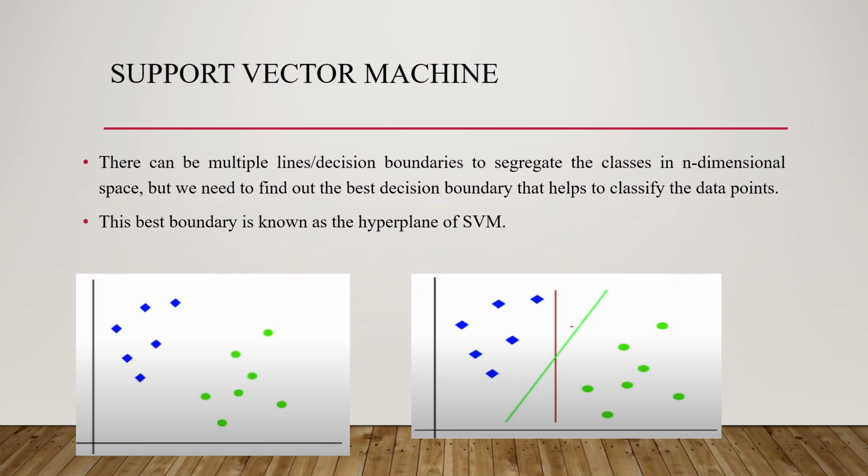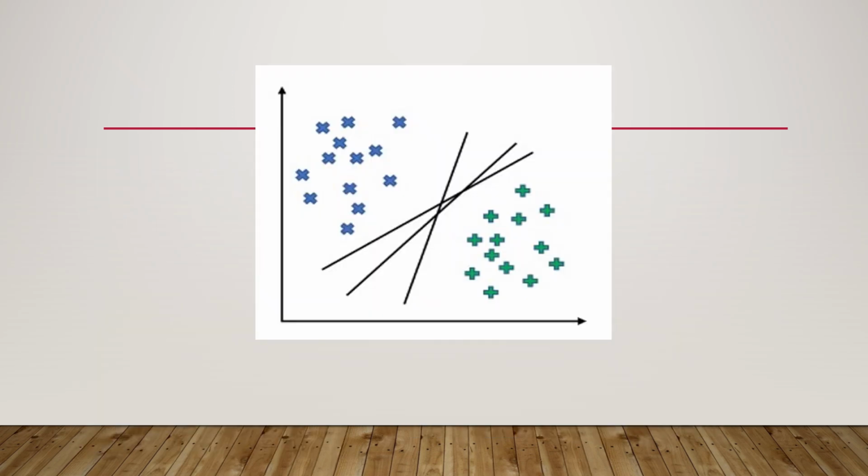How to choose the best line? Let us consider one more example where green and blue classifiers are there, and we have drawn three lines which differentiate these two classifiers with boundaries. Among these three we have to choose the one best line as the hyperplane of this SVM.